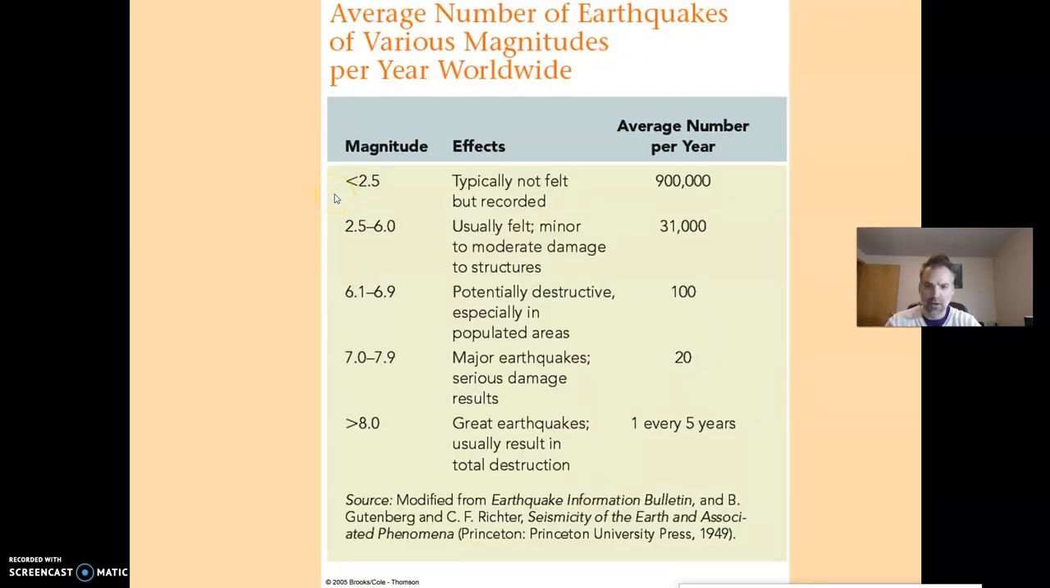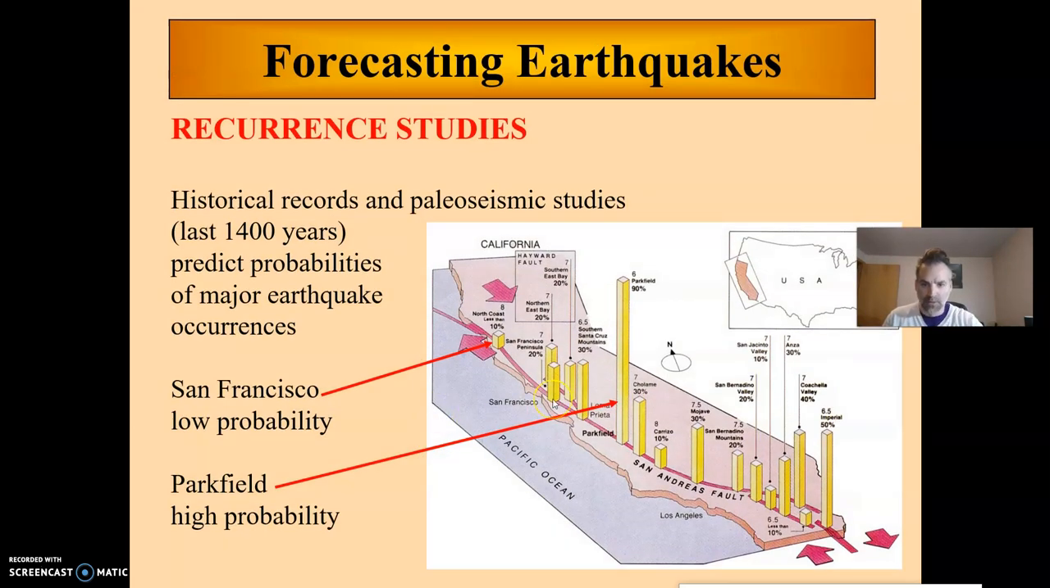So here's just another chart, average number of earthquakes of various magnitudes per year worldwide. Less than 2.5, typically not felt but recorded. And you have ones that are greater than 8, and these occur basically 1 every 5 years. And here, for instance, major earthquakes, serious damage result between 7 to 7.9, and the average number per year is 20. So this is kind of interesting.